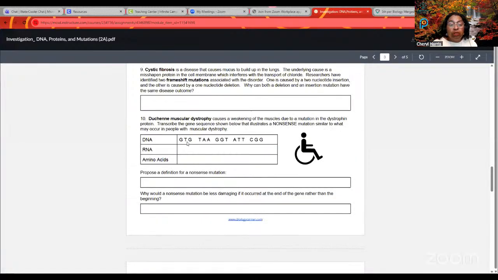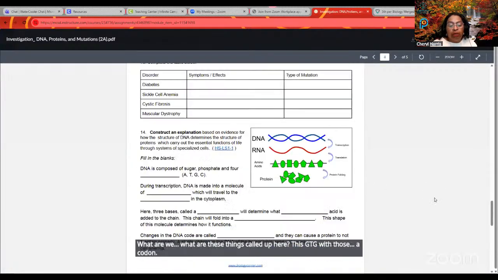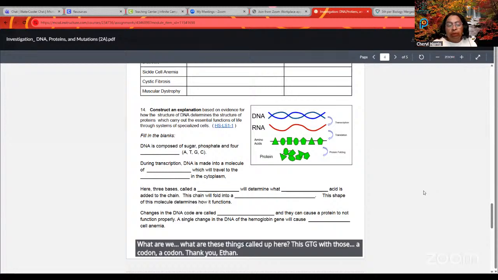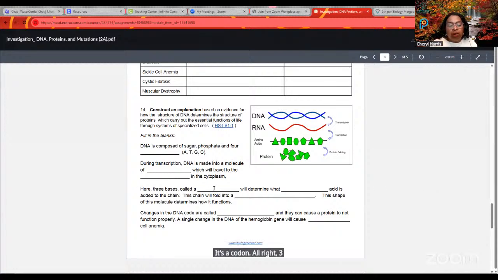What are these things called up here? This GTG with those, a codon. Thank you, Ethan. It's a codon. All right, three bases are called a codon, and they will determine what? What acid? Starts with an A, amino acid. Amino acid is added to the chain, and the chain will fold into a, what's that squiggly thing up there in the picture? So our long protein. Protein, there you go.